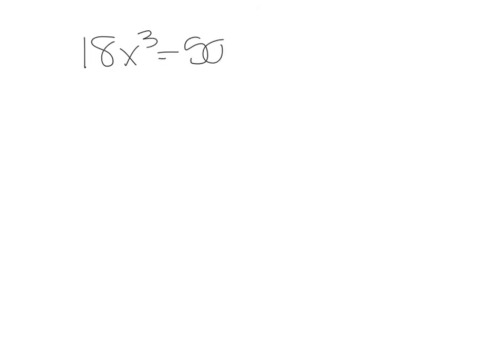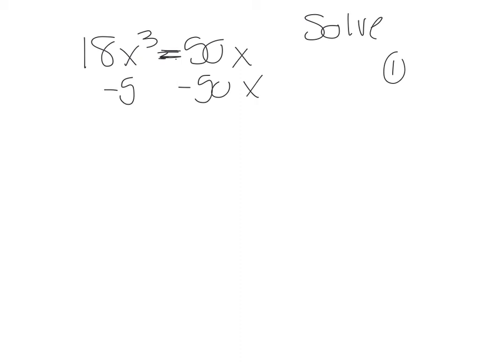So there is an equal sign, and the problem will say solve. And the first step is always to get the problem set equal to 0. So every equation we've had in this chapter, we start with that first step, get it equal to 0. So I'm subtracting 50x. I get 18x to the third minus 50x equals 0.